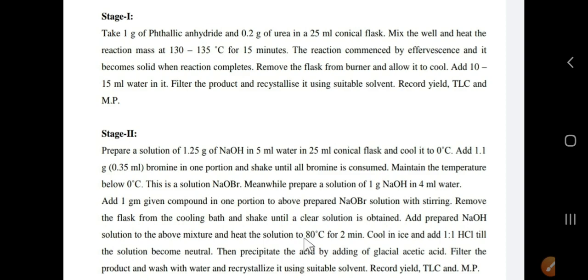cool in ice water and then add 1:1 HCl till the solution becomes neutral. As you know that we are hydrolyzing that isocyanate to NH2. So we will get the acid derivative and this free amine from that. Okay, so the precipitated acid, by adding glacial acetic acid, will be filtered and the product is washed with water and recrystallized using a suitable solvent.